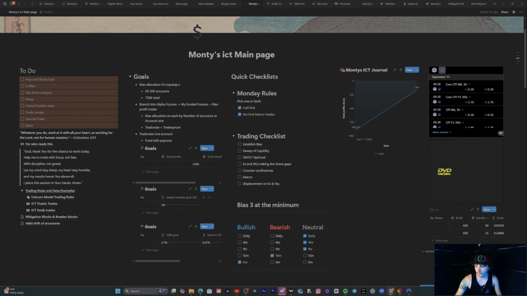I followed the majority of the plan to the T, right? So I established a bias. We had a sweep of liquidity. We had additional confluences. We were making the same gaps. We had addressed most of the counter confluences, not all of them. We traded within macro. So when it comes to most of my checklist, I did not account for counter confluences and a displacement on both ES and NQ. Now, you can get away without displacement on both, but honestly, it does degrade quality.